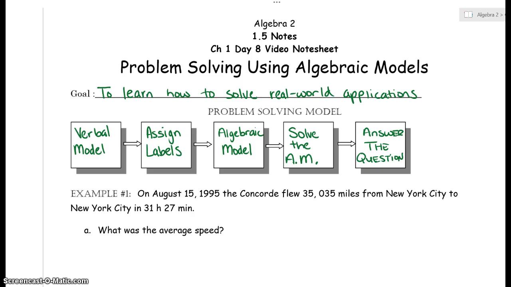In today's lesson we're going to be talking about problem solving using algebraic models. The goal is to get these real world application problems solved by us. The problem solving model contains 5 parts.